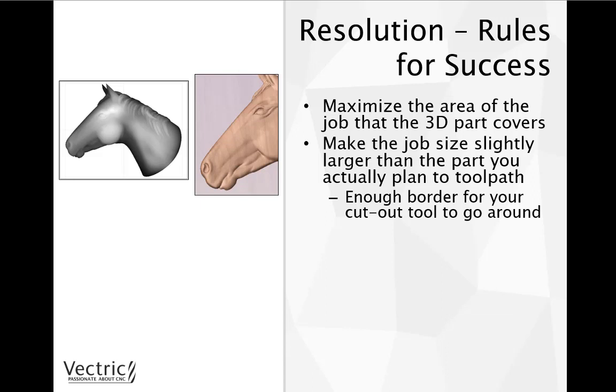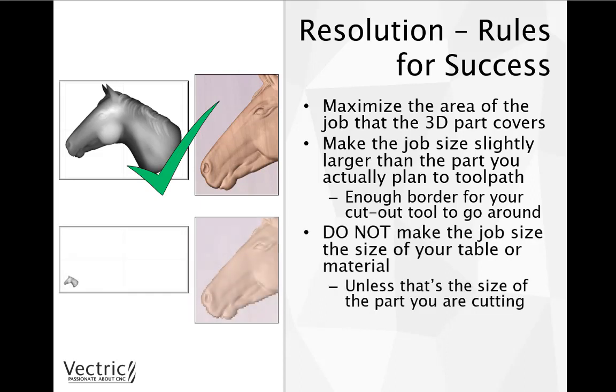The reason for this is that you want to leave enough border for your cutout tool to go around. We can see in the image here that we've got a 3D model of a horse, and the rectangle that surrounds that horse is our job size. What we don't want to do is make the job size the size of the table or the material, unless that's the size of the part that you're actually cutting.